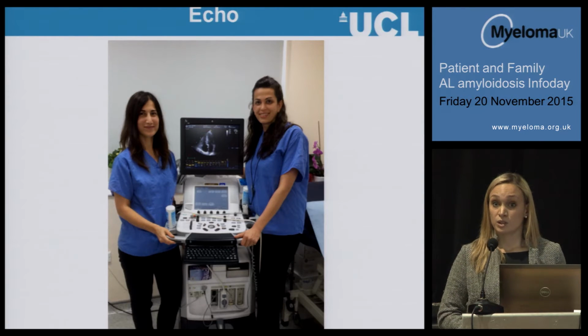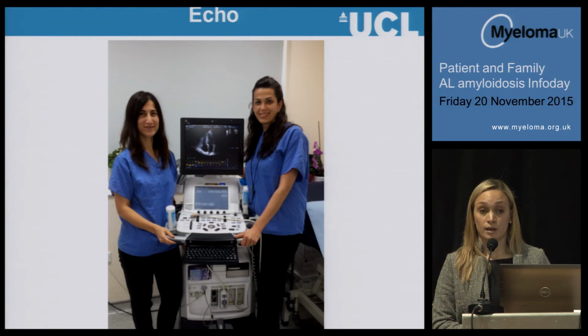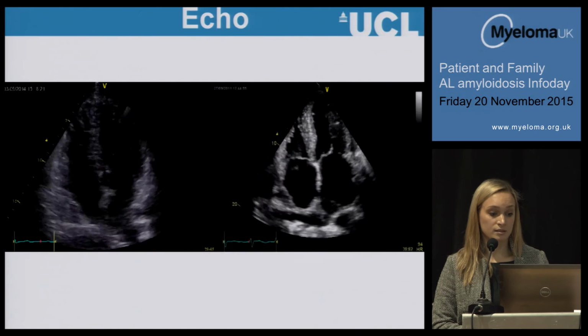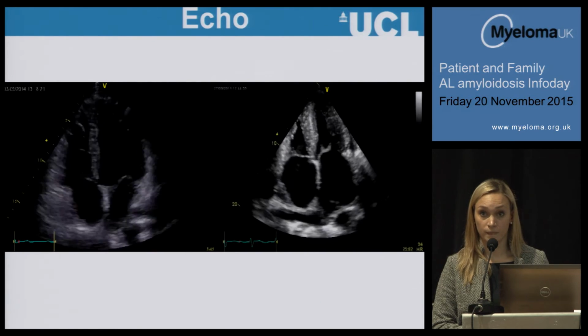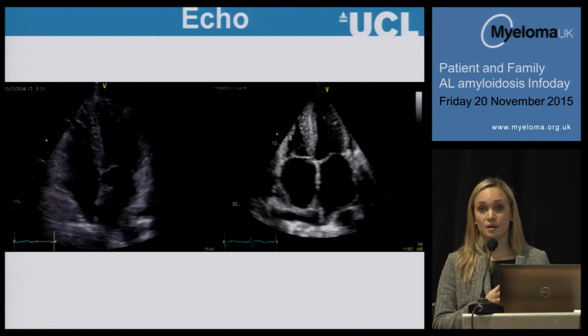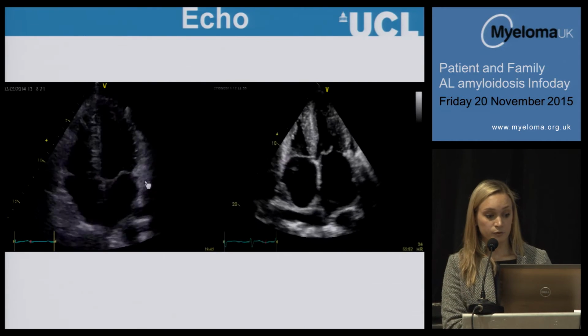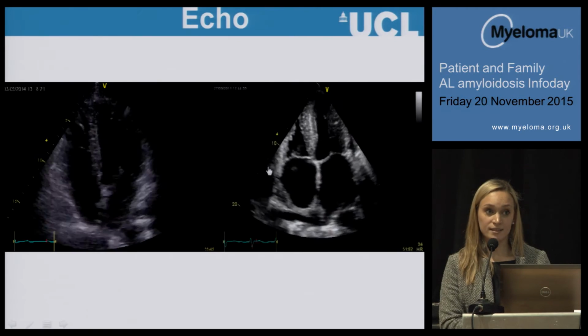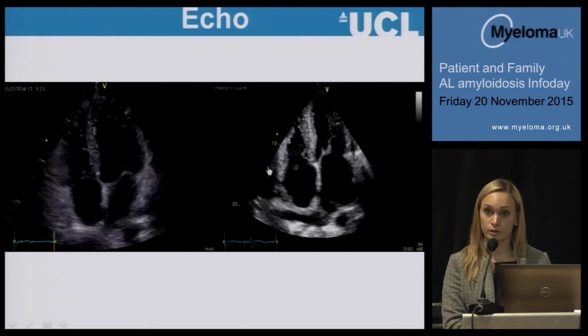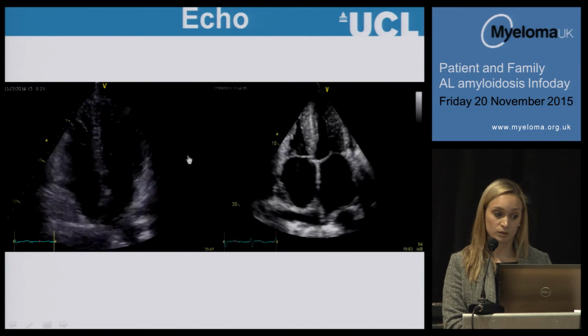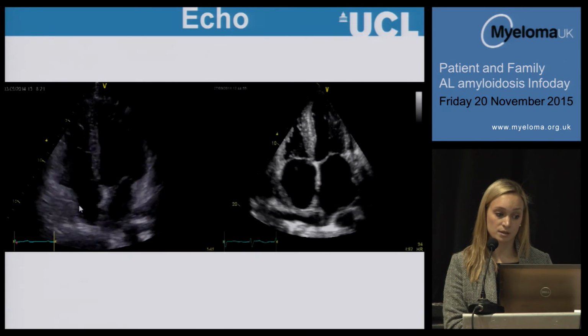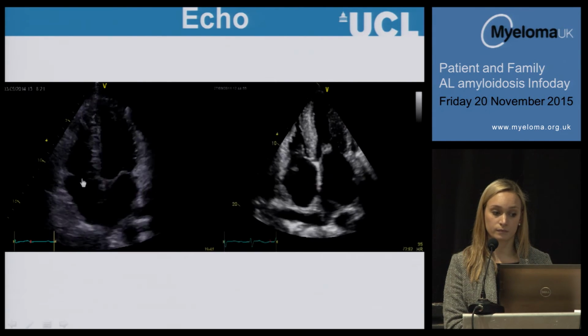The second test that we usually do to assess the cardiac involvement is the echocardiogram. These are the technicians and the echo machine. This is a typical example of the pictures we get with echocardiogram. These are again four chamber views, exactly the same as what you've seen before, but this time upside down. So these are the ventricles and these are the atria.